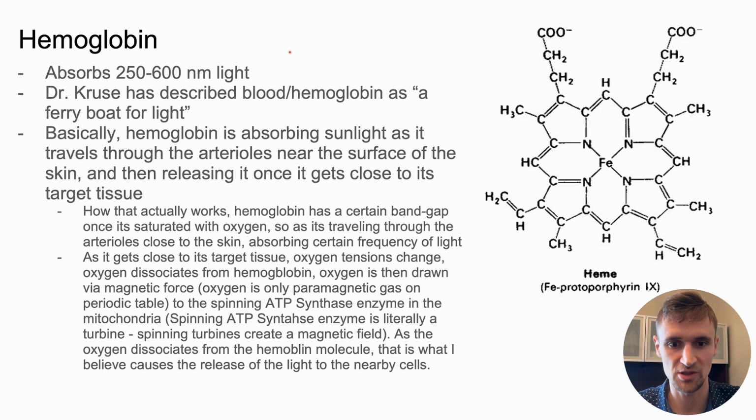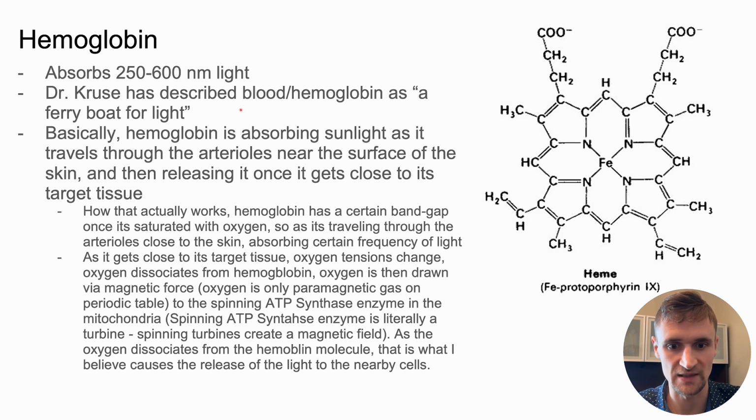So the next semiconductor that I want to talk about is hemoglobin. Hemoglobin is another really important semiconductor. It absorbs between 250 and 600 nanometer light. What's interesting is Dr. Kruse has described hemoglobin as a ferry boat for light. So just some of the basics of hemoglobin.